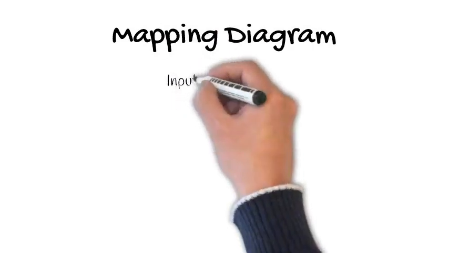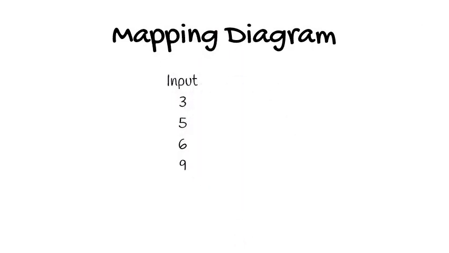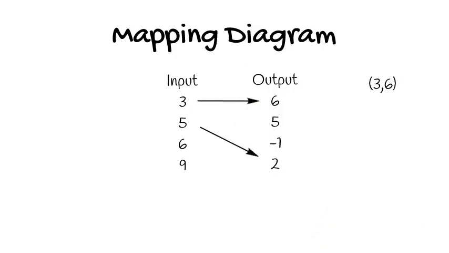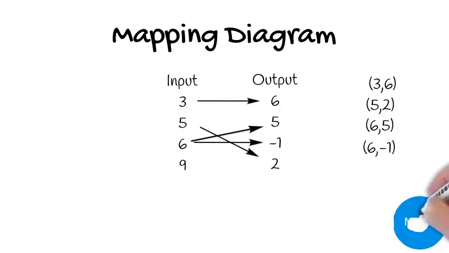We often use mapping diagrams to show relationships. So we have our inputs and our outputs. In this case, we might have 3 mapped to 6, and so 3, 6 is a relation. We might have 5 mapped to 2, and so the ordered pair 5, 2 is a relation. And similarly, we might have other relations such as 6, 5, and 6, -1. This is a diagram showing the mapping, and that's called a mapping diagram.